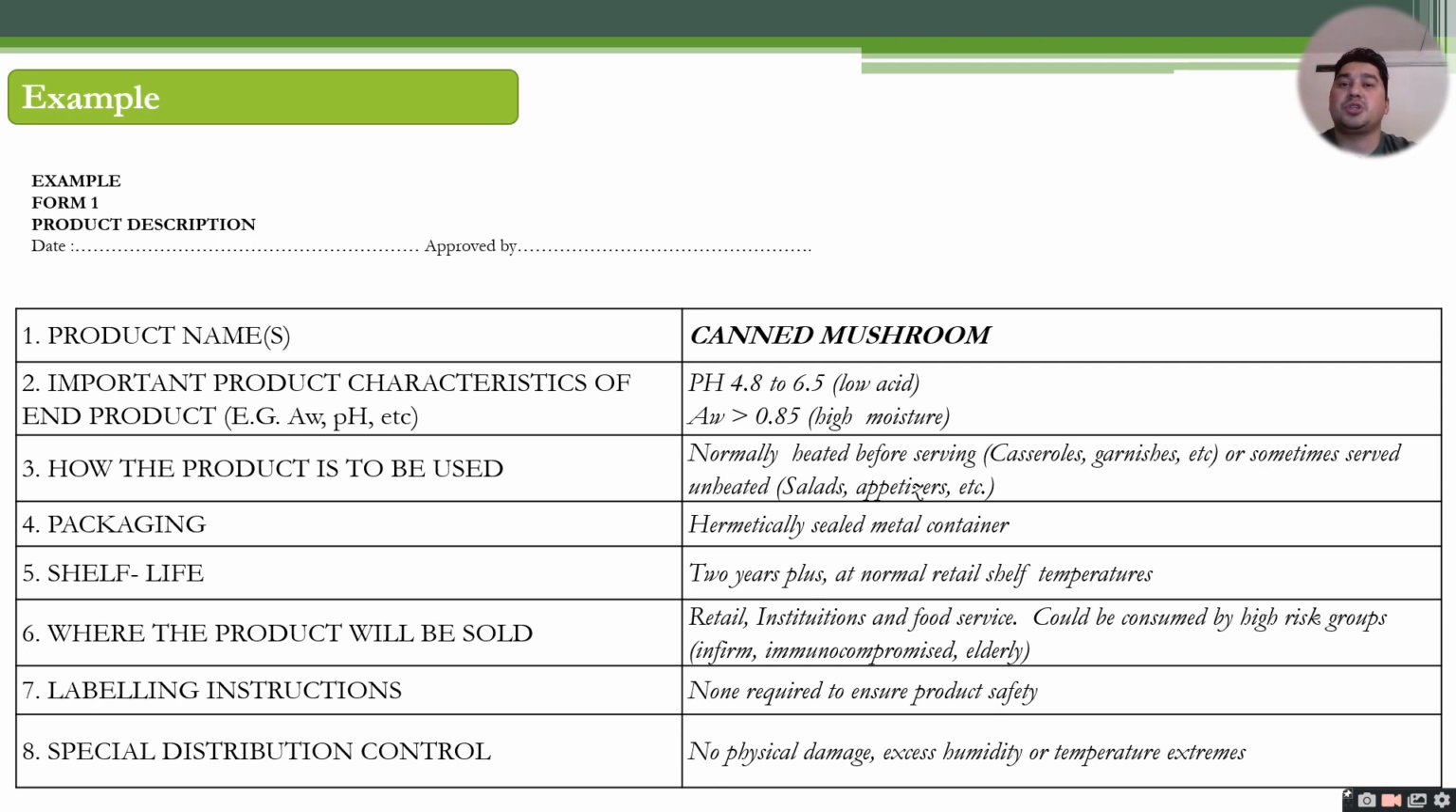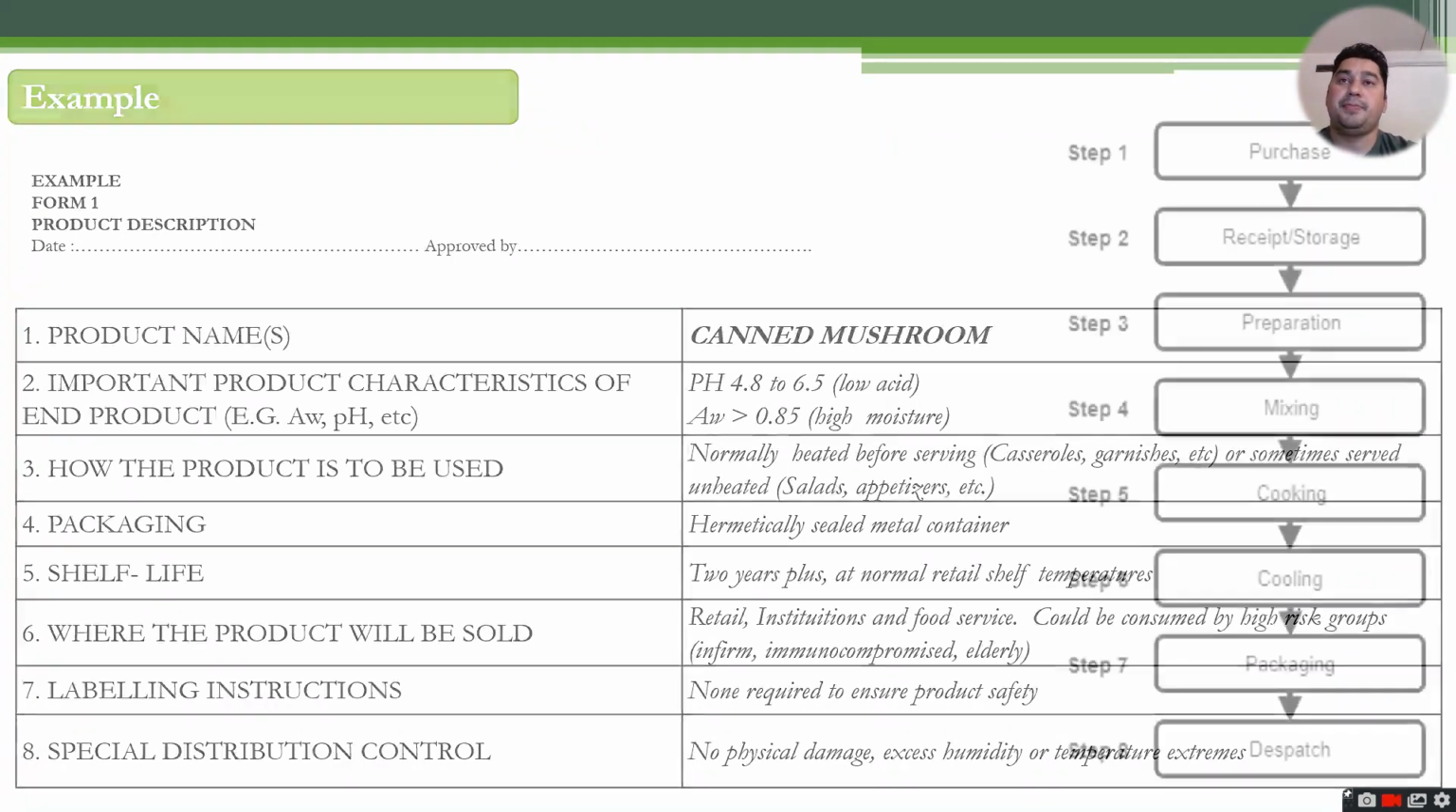And labeling instructions. What are the labeling instructions? There are none required to ensure product safety. Special distribution control: no physical damage, excess humidity or temperature extremes. Whenever you are distributing this product, you have to put the control that it should not come into contact with high temperature, there should not be any physical damage to the pack, and there should not be any excess humidity. So these are the requirements for the product which you are selling.